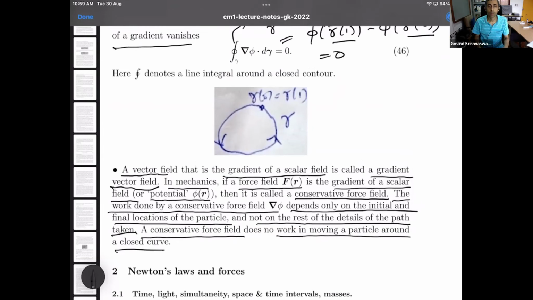Okay, so with that, I conclude our discussion of some kinematical and mathematical preliminaries.